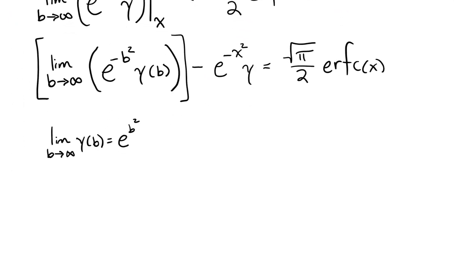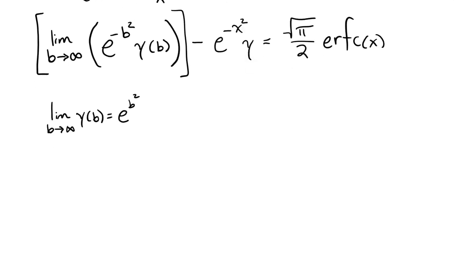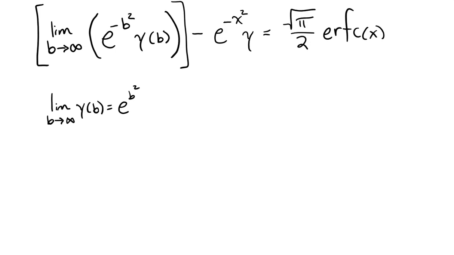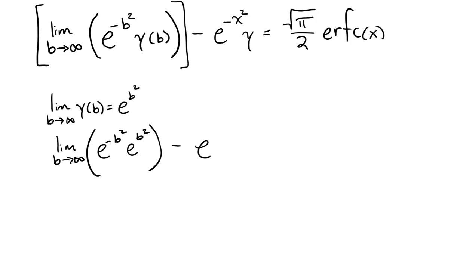Which means, and we know that when we have two functions that are being multiplied by each other within a limit, we evaluate both of them and we multiply those by each other. So what we get is the limit as b goes to infinity of e to the minus b squared, and y of b here would just equal e to the b squared. This is minus e to the minus x squared times y is equal to root pi over 2 times the complementary error function of x.